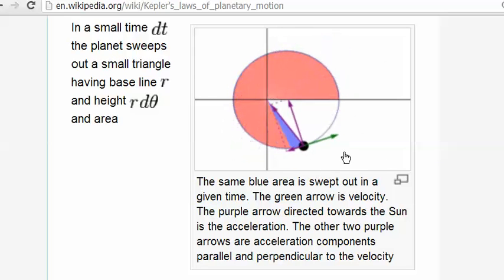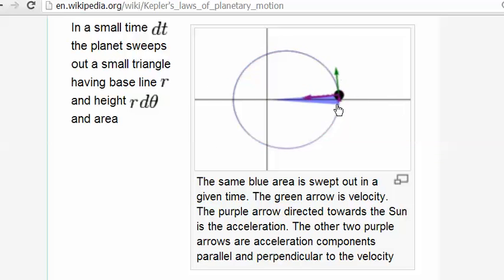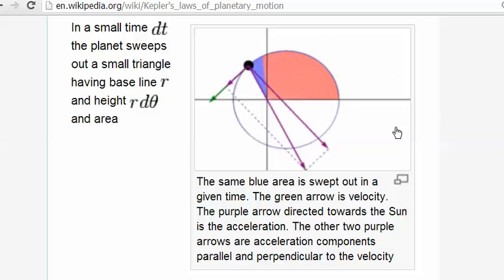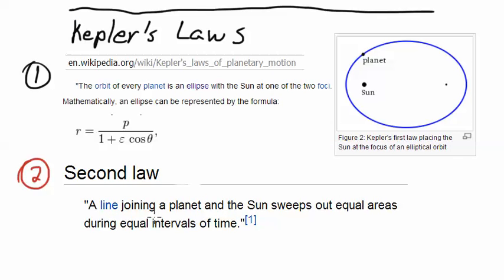When it's parallel to the green arrow, it is either accelerating it as it is here or decelerating it as it was there. Accelerating, decelerating, accelerating, decelerating. And the other component is just increasing its acceleration toward the center and decreasing the acceleration towards the center. So Kepler's second law is a line joining a planet and the sun sweeps out equal areas during equal intervals of time.